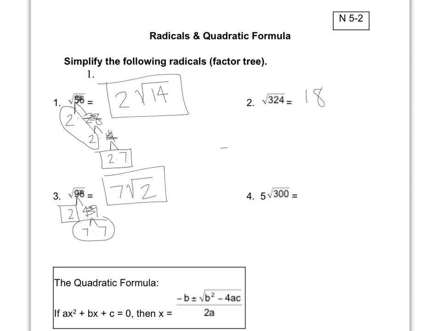Notice on 4 that there's a number in front of the radical. We're still going to use the factor tree to simplify the square root of 300, I'm sorry. And then notice if you plug in square root of 300 on the calculator, it's not a perfect square. So we're going to use the factor tree. 2 times 150. Keep going. 2 times 75. 2 will not go into 75, but 3 will. 3 times 25. And then 5 times 5.